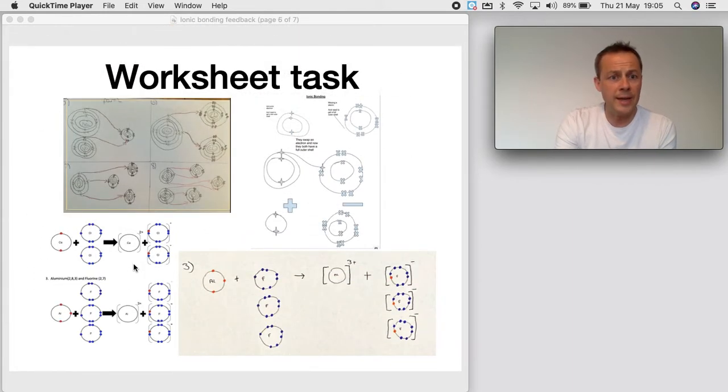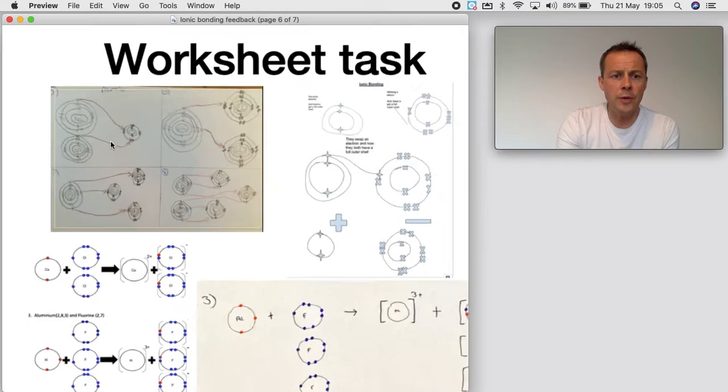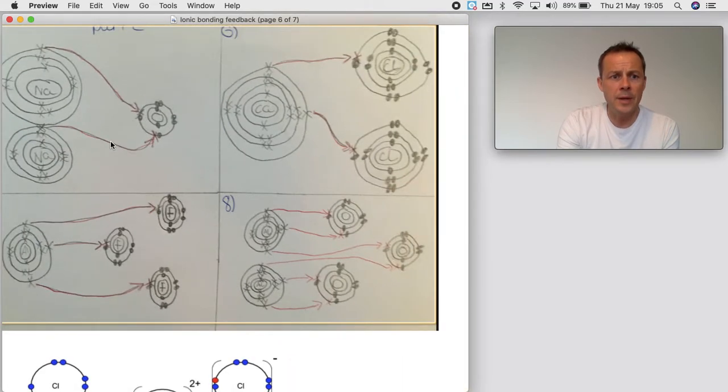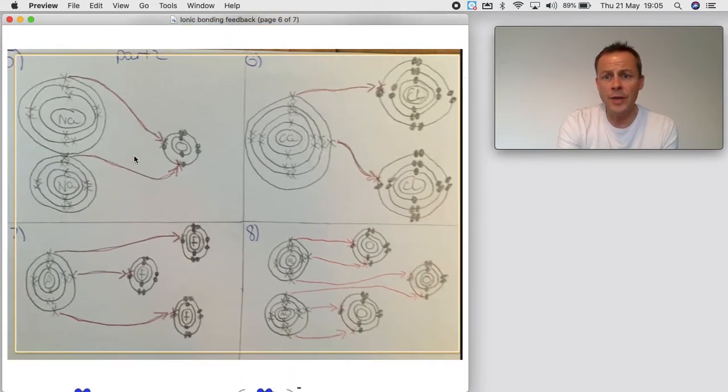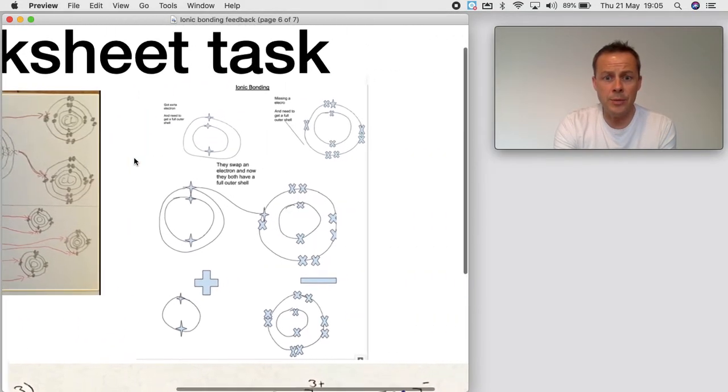So looking at this, again, some really good examples. A couple of things to really try and remember. So if we look at this example here, nice and clear, showing the electrons going from the metal to the non-metal, but what it's not showing are any brackets or the charge on the compound that's been formed. So that would be really important.